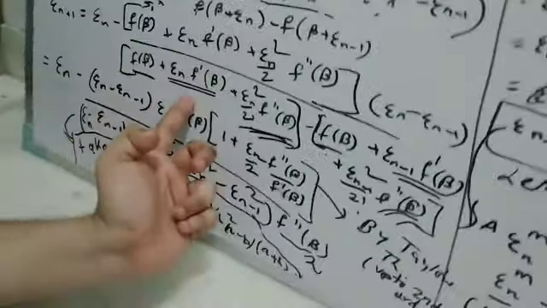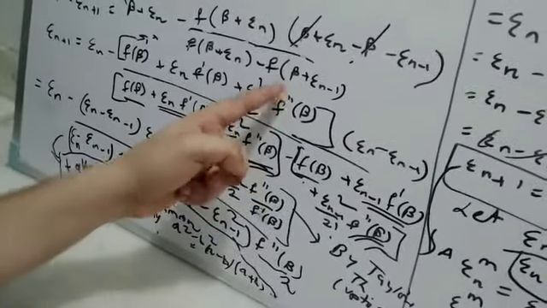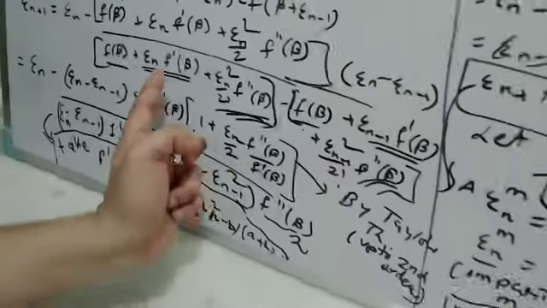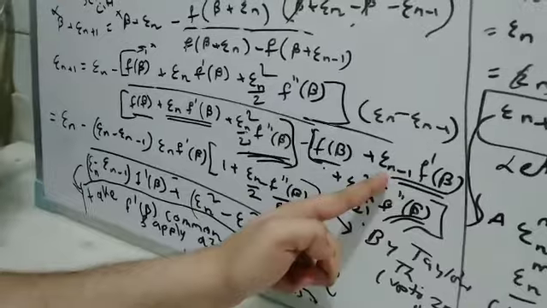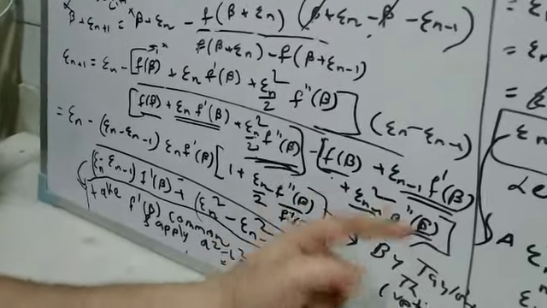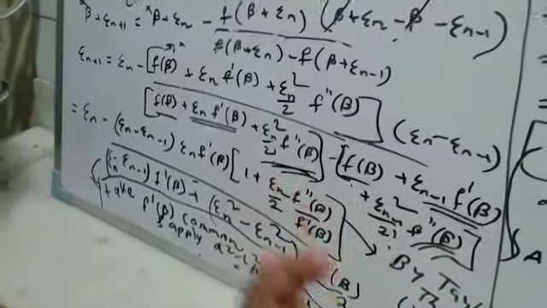Similarly, I have expanded this one. Only see, the suffix will change. Instead of n, here it will be n minus 1. And other terms, remember, I have neglected.